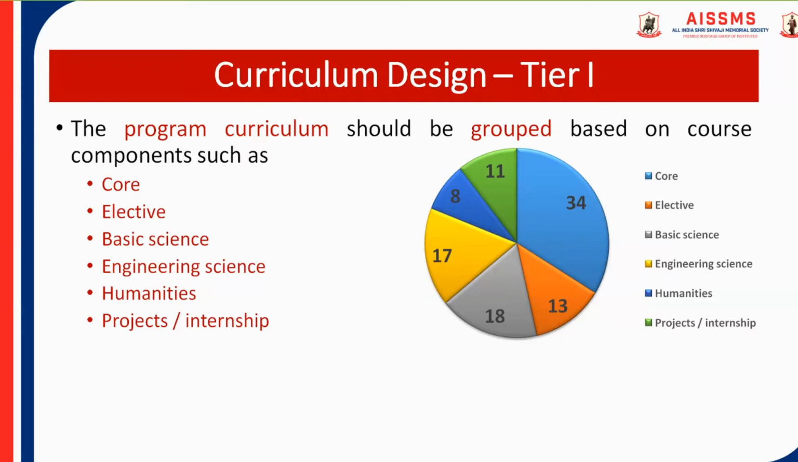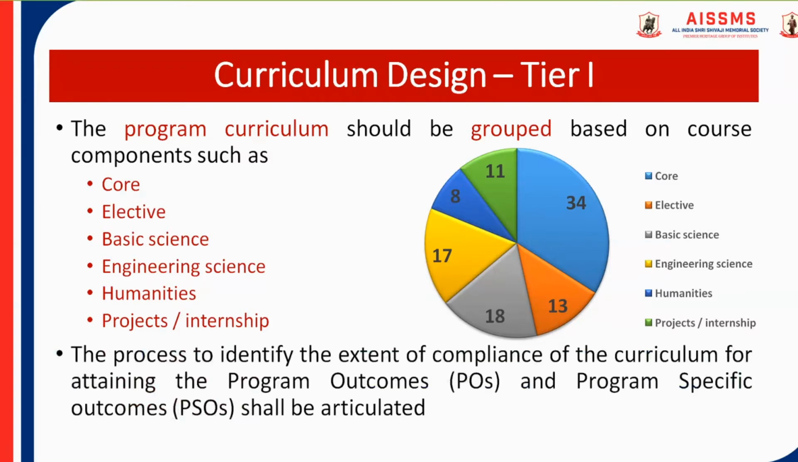Then the important thing is that the process to identify the extent of compliance of the curriculum for attaining the program outcomes and program specific outcomes shall be articulated. So this is important. We have to tell how we are going to do all these things. So you have to write down how you are going to do all these things in that point number 2.1.